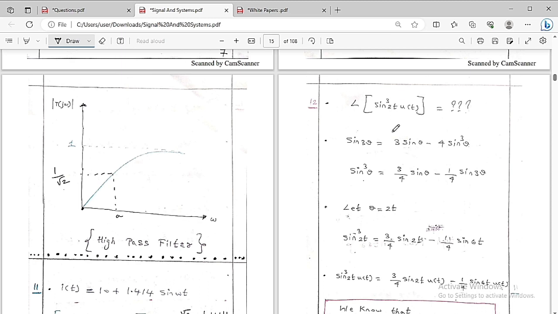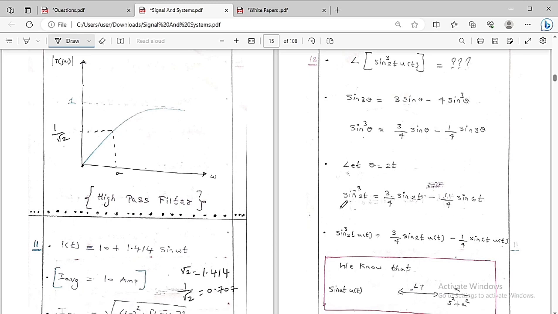This is also of this type, so I am going to assume theta is nothing but 2t. By comparing, I can say theta is equal to 2t. So let theta be equal to 2t. Then what do I get? Sin cube of 2t is nothing but 3 by 4 into sin 2t minus 1 by 4 into sin of 3 into 2t, which is sin 6t. So I am assuming theta is 2t. If I simplify, we get this.